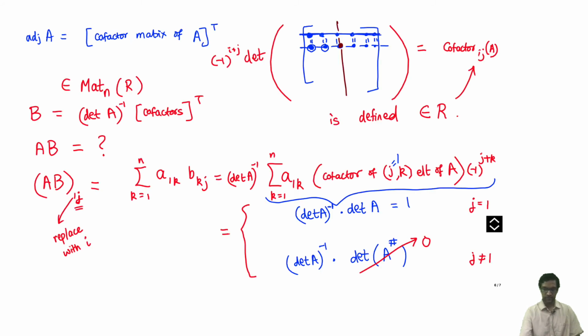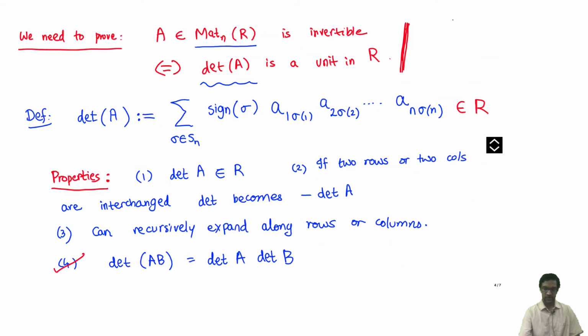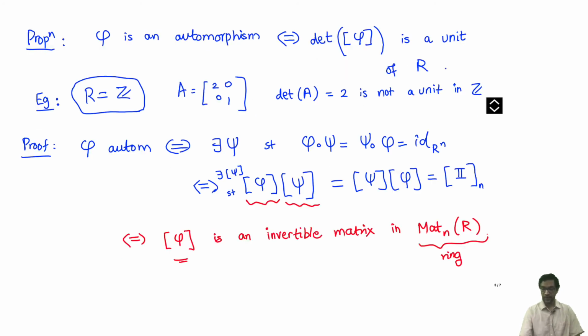Okay, so this is a very important sort of statement, that a matrix over a ring R is invertible if and only if the determinant of that matrix is a unit in the ring. Okay, in particular, that example that we gave initially, this matrix A, which is 2 0 0 1, the determinant is not a unit in Z. This matrix is not invertible in M2 of Z.